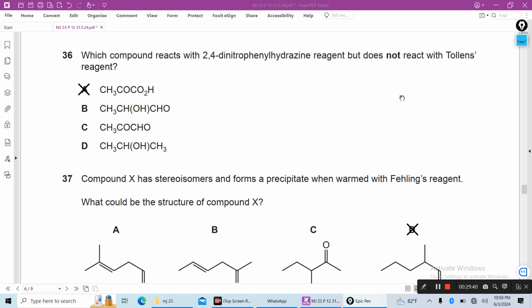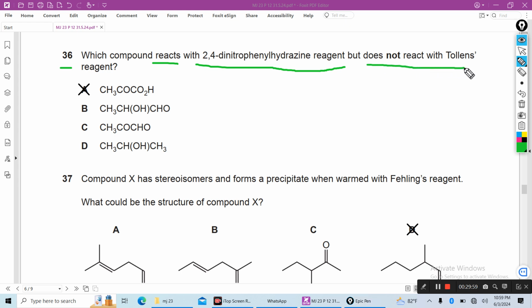Next, question 36. Which compound reacts with 2,4-dinitrophenylhydrazine? That means aldehyde and ketone react with 2,4-dinitrophenylhydrazine but do not react with Tollens' reagent.